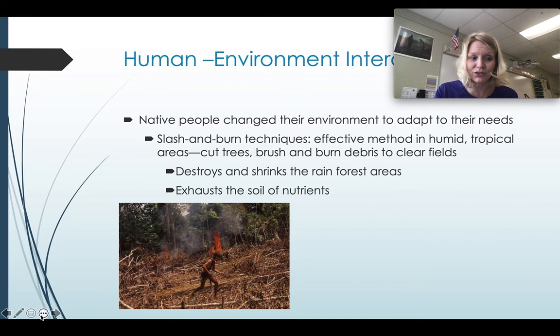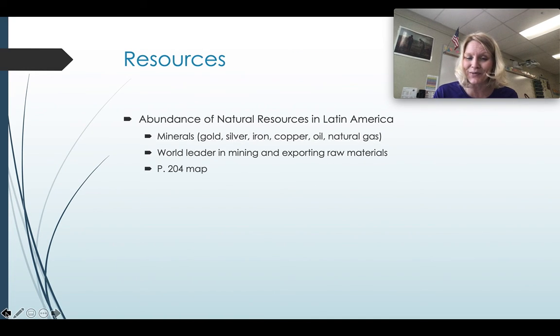All right, so that is as far as I want to get. When we go on, we're going to talk a little bit about the Amazon River Basin and how it's changed, and how the area, especially in Brazil, is being changed by human environment interaction.